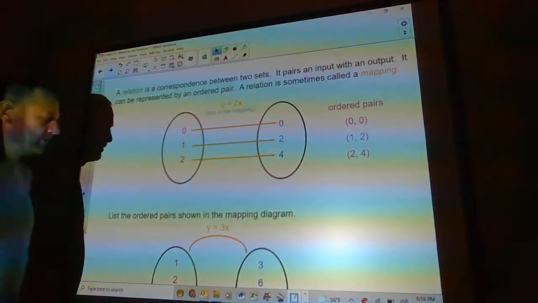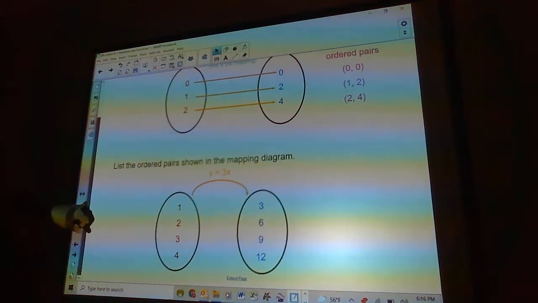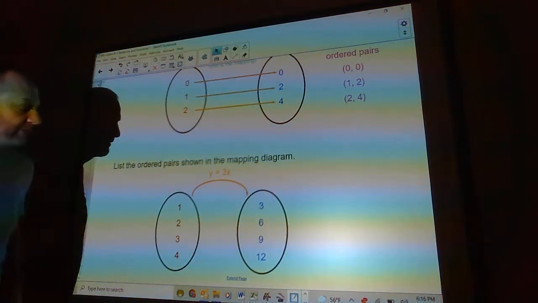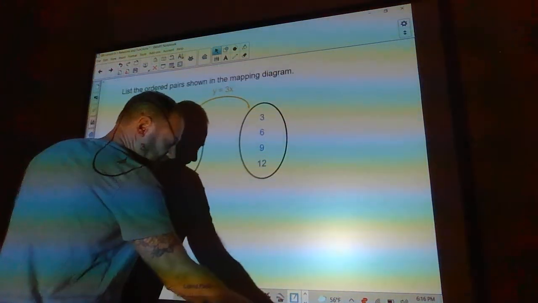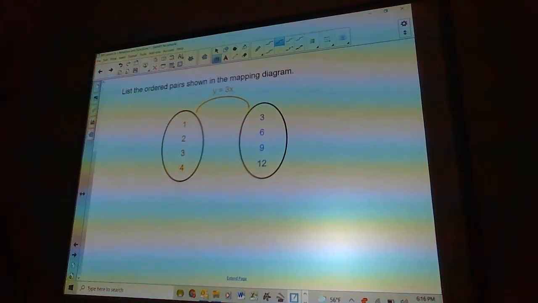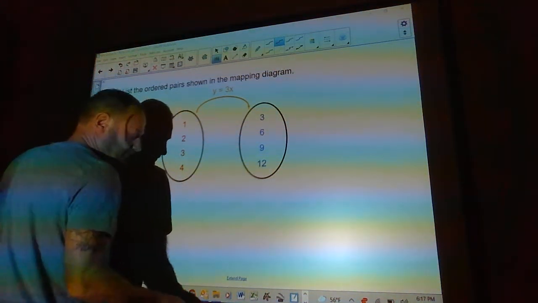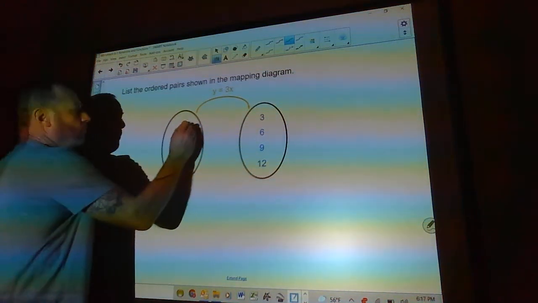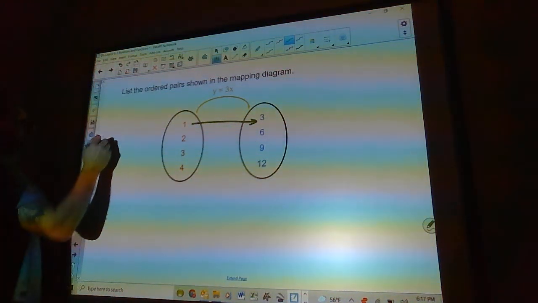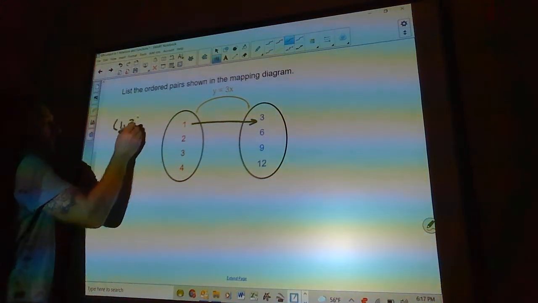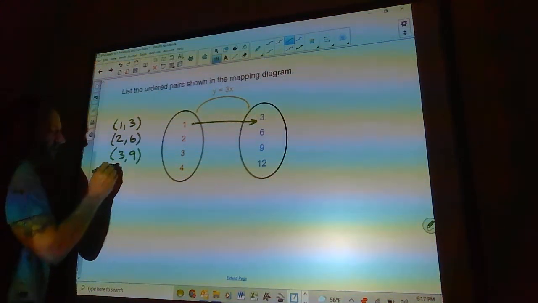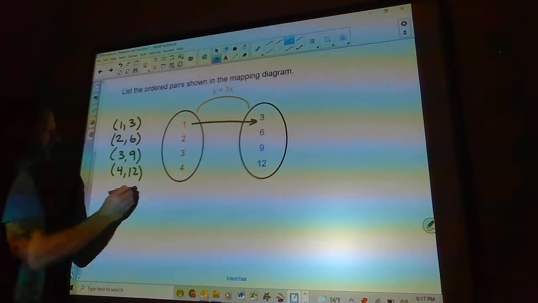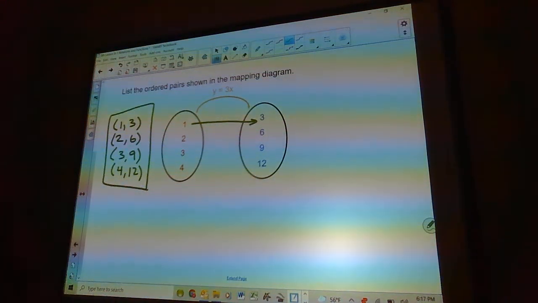Now, down here, we have another mapping. The mapping is y equals 3x, and we've got our inputs and our outputs here. You're tasked with writing down the ordered pairs. So 1 is mapped to 3, because 3 times 1 is 3. So I get the ordered pair (1, 3). Then I'm going to get (2, 6). Then (3, 9). Then (4, 12). There are my answers: my inputs, my outputs, and my mapping.